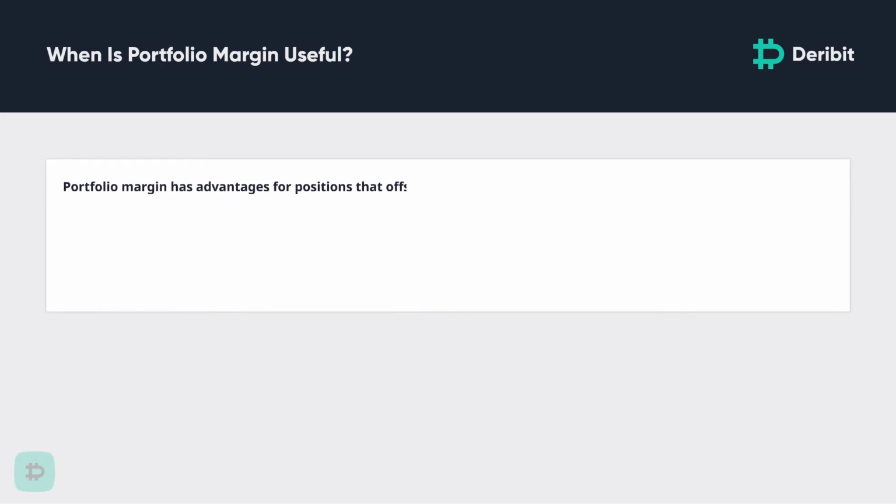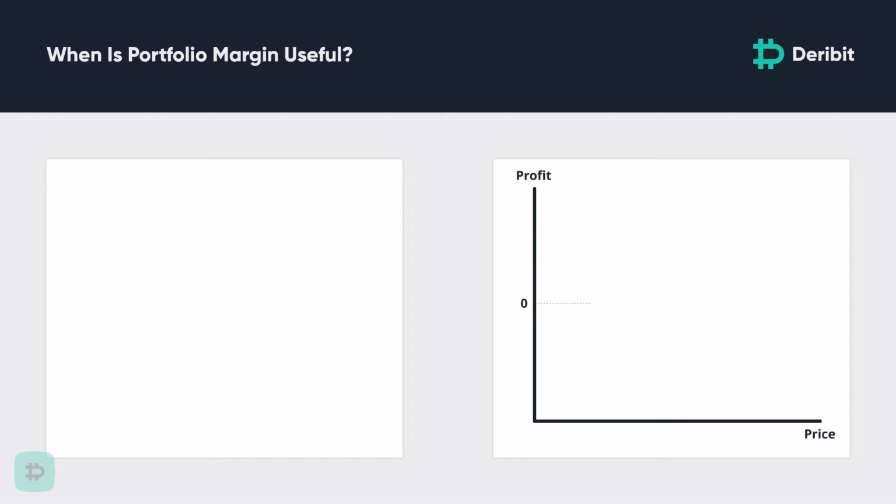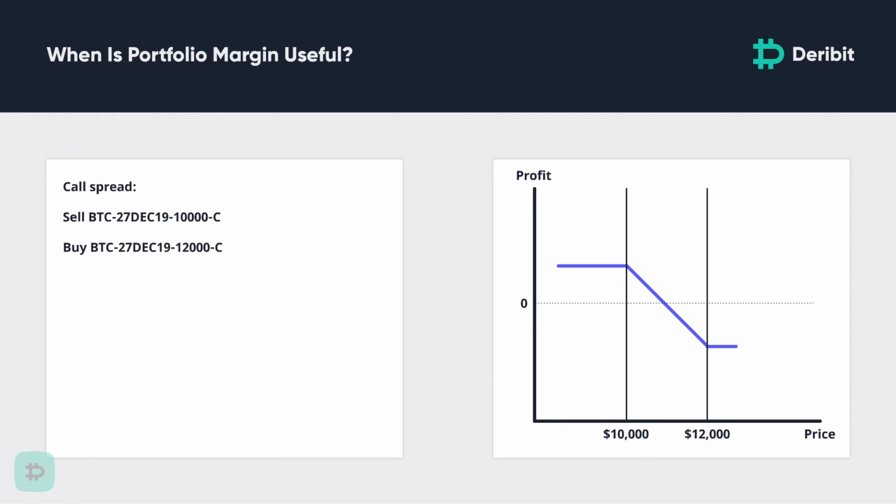Portfolio margin has clear advantages for positions that offset each other, as the maintenance margin requirements can be considerably lower. For example, option spreads, opposing futures positions, or a combination of futures and option positions. For example, if you wanted to sell a call spread, for instance selling BTC 27th December 19 $10,000 calls, and buying BTC 27th December 19 $12,000 calls, your margin requirements will be significantly lower in a portfolio margin account because the potential losses from selling the $10,000 call are largely offset by the purchase of the $12,000 call.